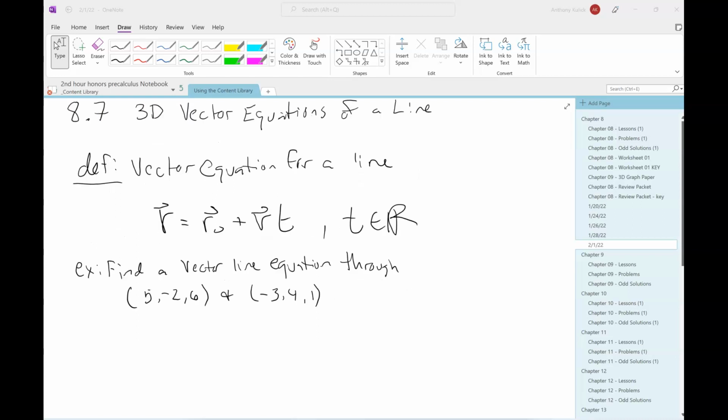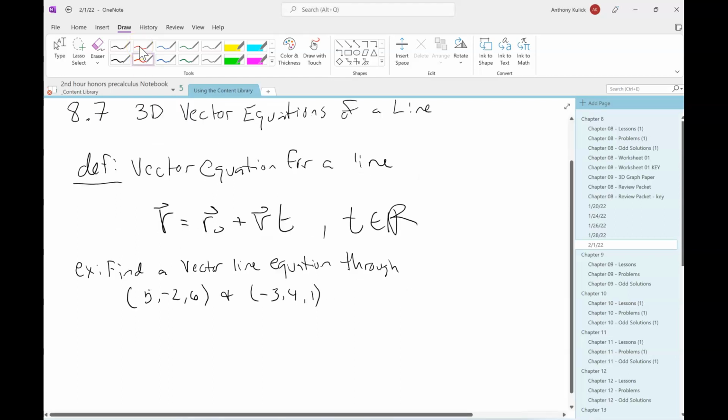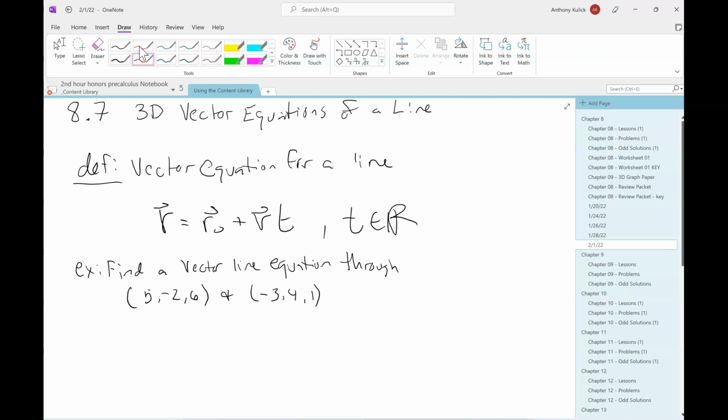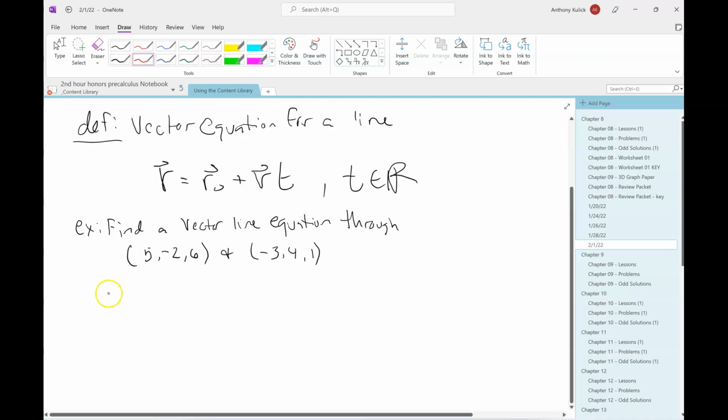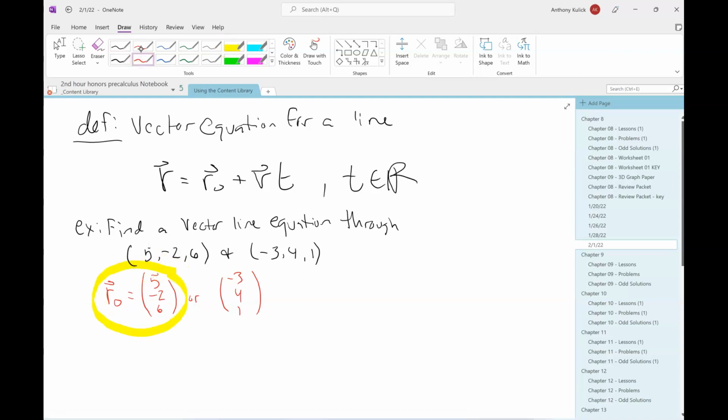So let's do an example. Find a vector line equation through the points (5, -2, 6) and (-3, 4, 1). So remember that r naught is our point vector, so it doesn't matter which vector we use. For the sake of argument, I'm just going to use the first one. And then our direction vector: in 2 dimensions we use slope to give our direction vector, but here we don't have slope in 3 dimensions.